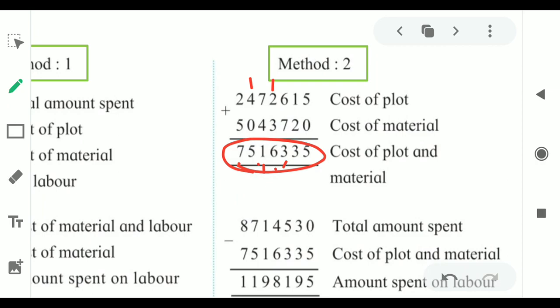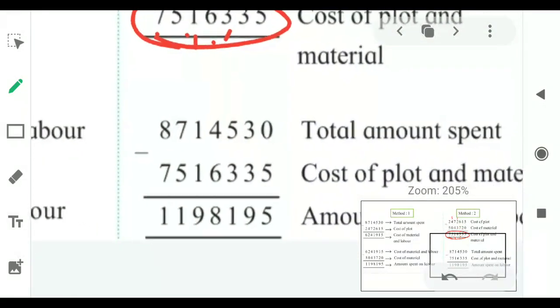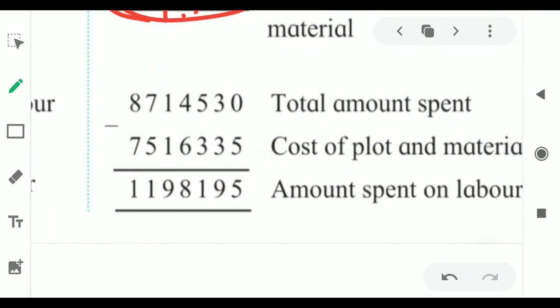Now if we subtract this from the total amount, we get the labor charge. So see here, we cannot subtract 5 from 0, so we borrow 1. So this 3 is 2 and 0 becomes 10. Now 10 minus 5, 5. Then in the tens place we cannot subtract 6 from 2, so we borrow 1. So this 5 becomes a 4, and this 2 is 12. 12 minus 3, 9. 4 minus 3, 1.